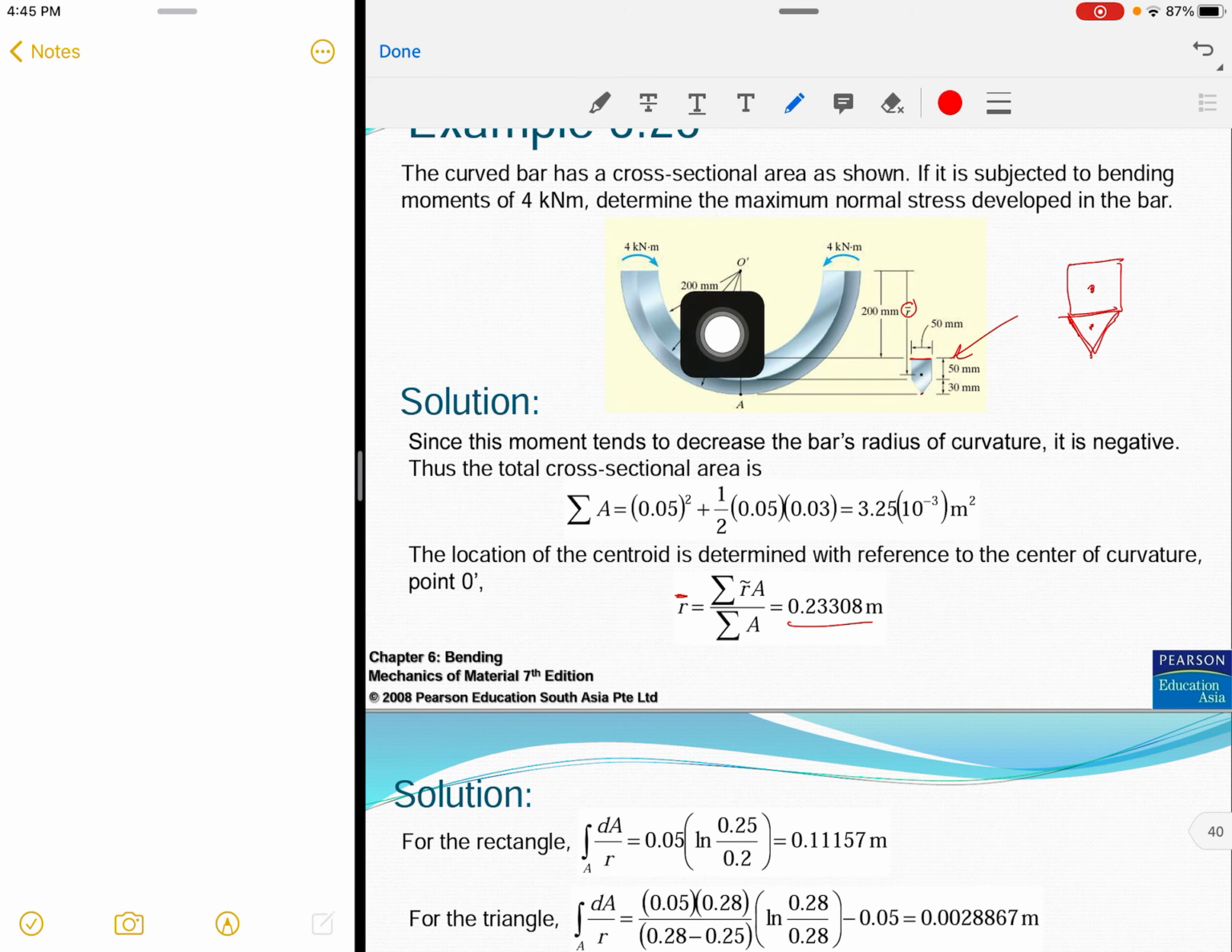So RB is 0.2. The big R is right here. RB is 0.2, yes, 0.2 right here. And RA is 0.28. So you can see RB is 0.2 and RA is 0.28.